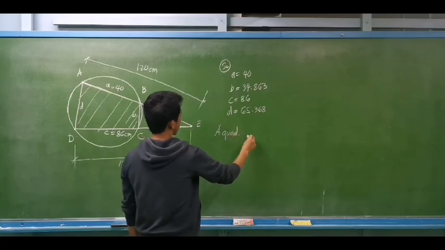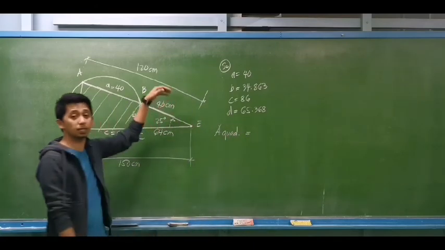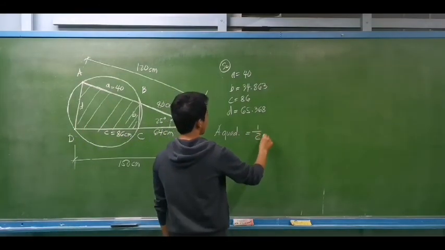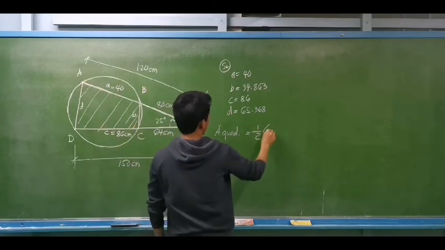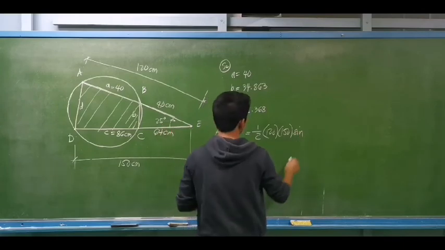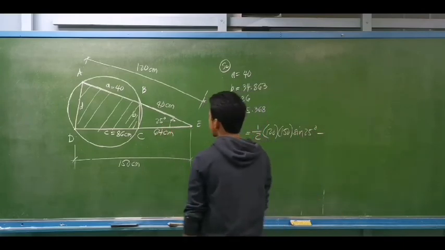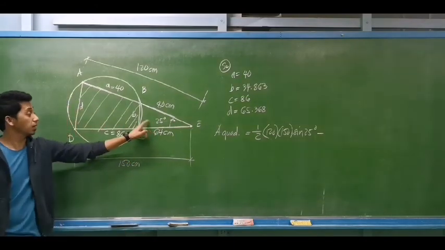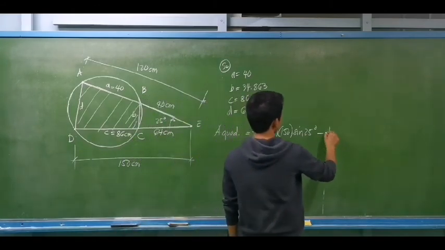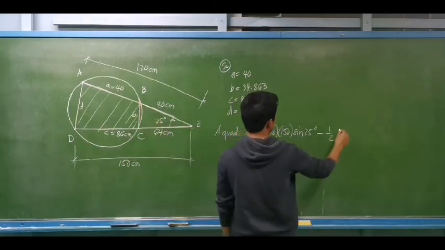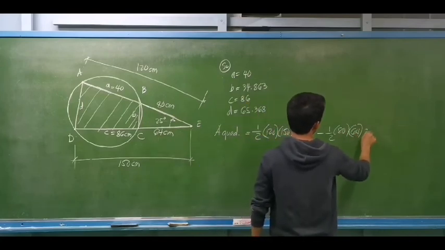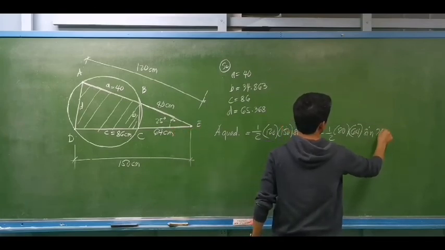the area of the quadrilateral is equal to, ano yung area ng malaking triangle? Gamitin natin yung 1/2 AB sin theta. That is, 1/2, ano yung magkatabing sides? 120 times 150 sin, ano yung angle in between? 25 degrees. Kung tatanggalin natin yung triangle na to, ang maiiwan is yung quadrilateral sa loob. So minus 1/2, ano yung magkatabi? That is yung 80 times, ito, this is 64 sin, parehong angle, 25 degrees.